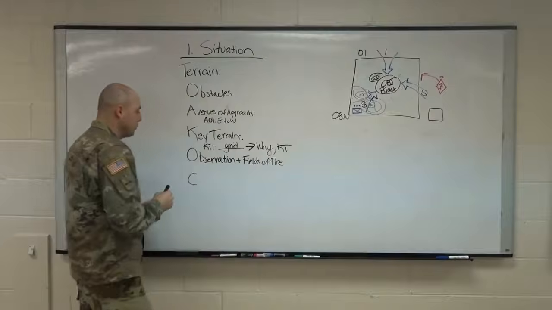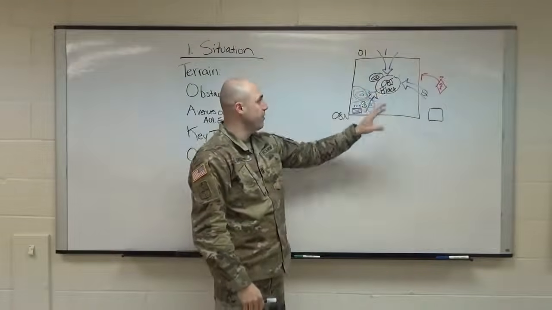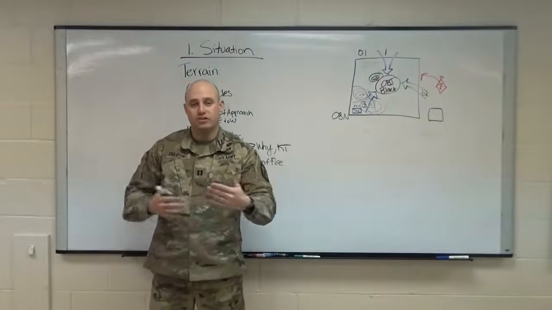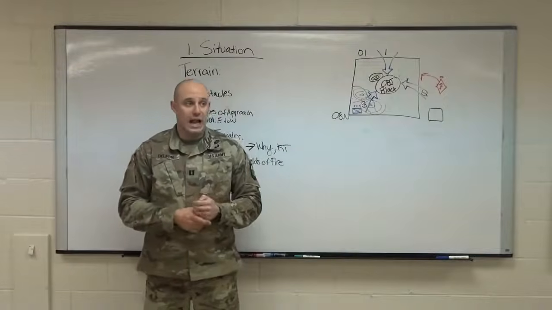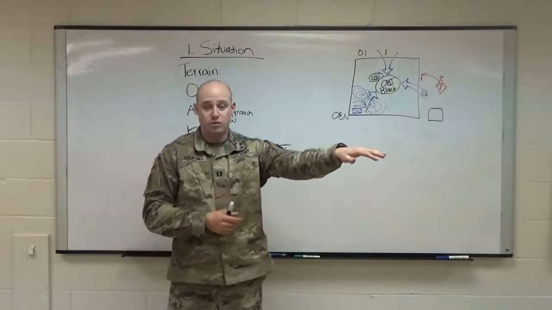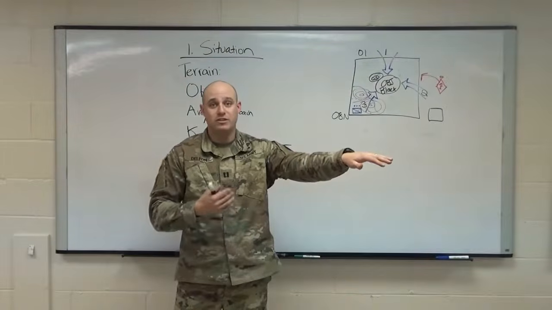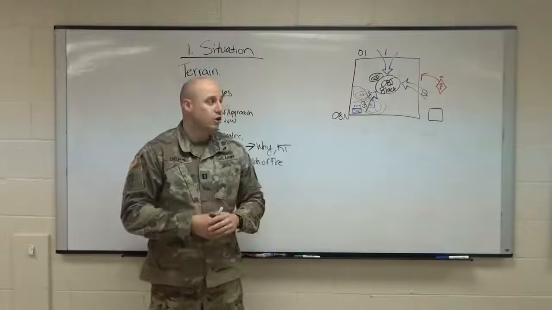All right, and this is where we're really looking at our terrain specifically within our AO. And we're looking at, hey, what does observation look like in certain locations? What does it look like in others? And same with fields of fire. Am I able to shoot in certain locations, or is the terrain so heavily vegetated that I can only shoot maybe 20, 30 meters in front of me? All right? So I need to discuss that.